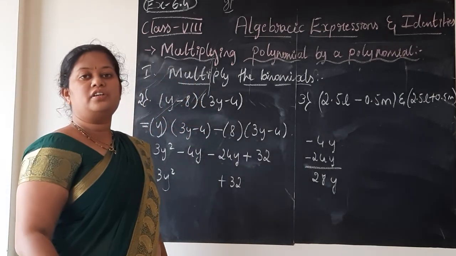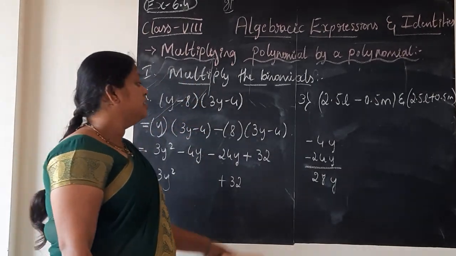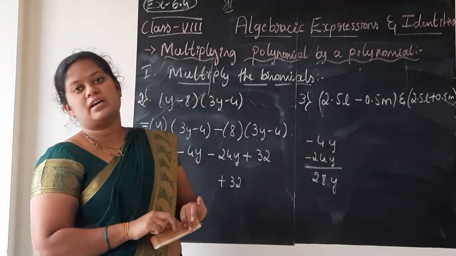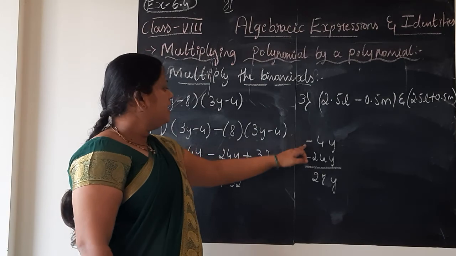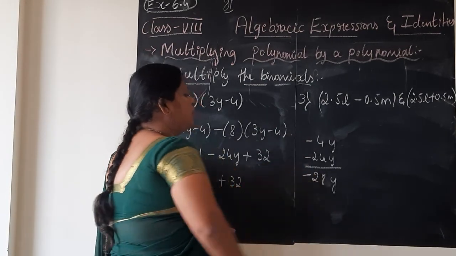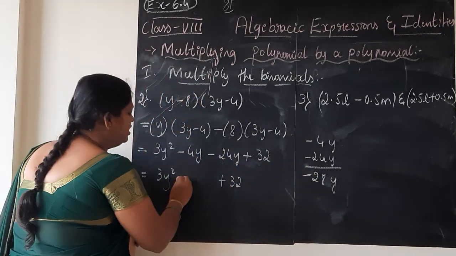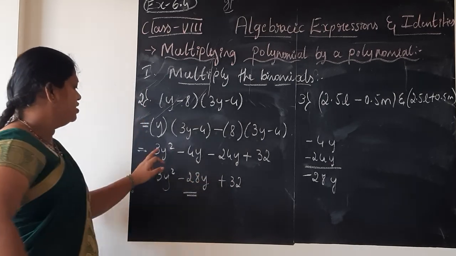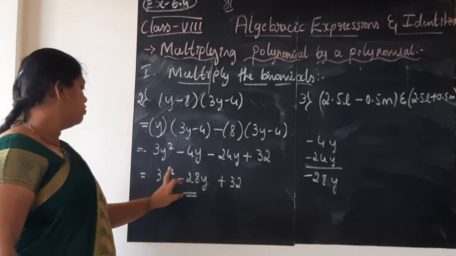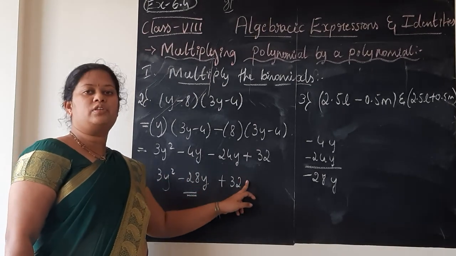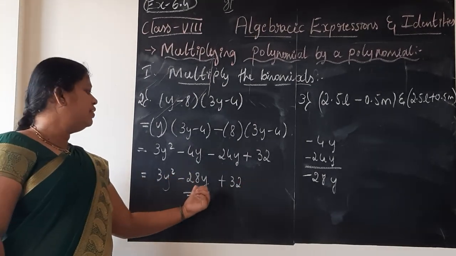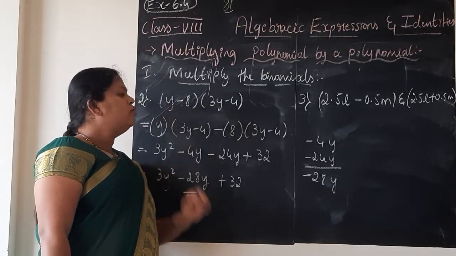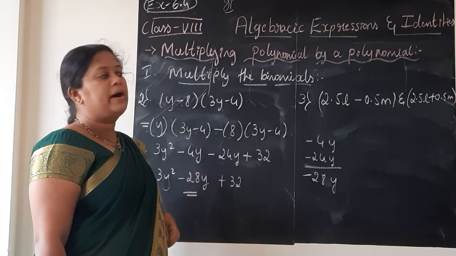In case of addition and subtraction, the variables stay; in case of multiplication, add their powers if the base or the variables are the same. Minus minus means if both the numbers are having a minus sign, then it is simply minus 28y. This is the answer, children. See, it is in decreasing order of powers also: y to the power 2, y to the power 1, y to the power 0. Y square minus 28y plus 32 is the answer. This is how you multiply a binomial with a binomial.